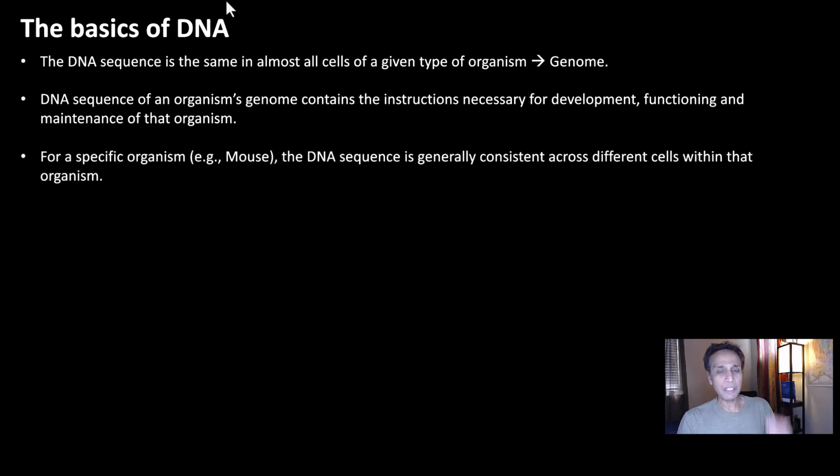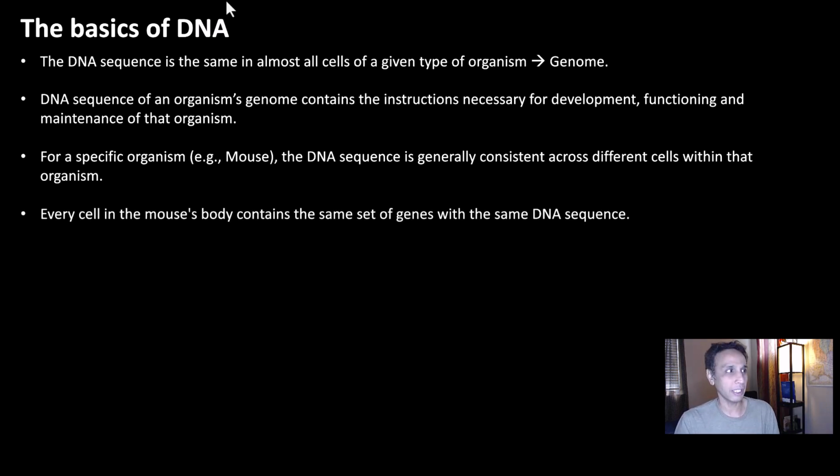And for a specific organism, again, let's focus on mouse, the DNA sequence is consistent across all the cells within that organism. Right? I mean, you go to crime scene investigation, you see DNA. This matched this person. How do they do that? Because the DNA sequence is generally consistent across different cells, no matter where the cells come from within that specific organism. Now, in this mouse body, every cell contains the same set of genes, meaning the same DNA sequence, right?